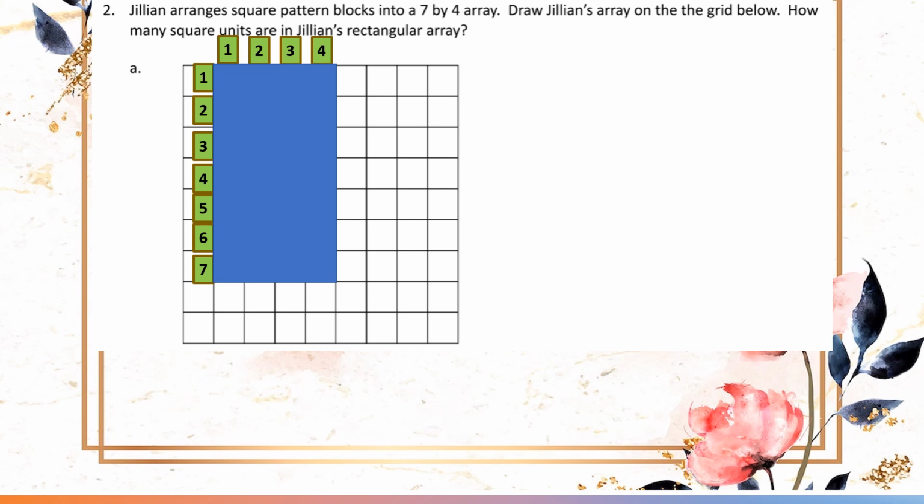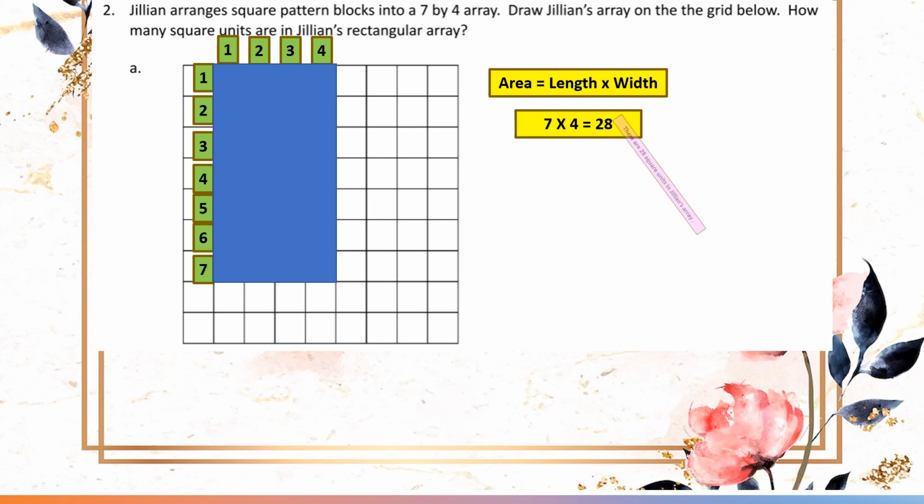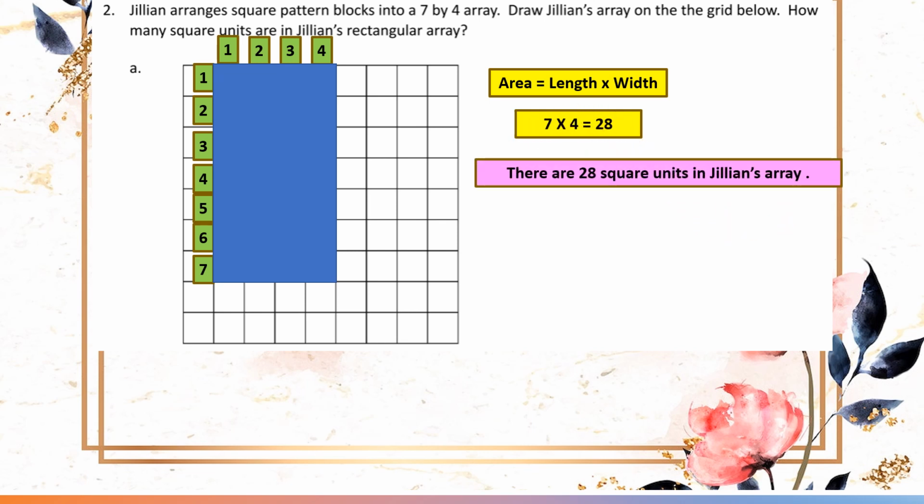Now, it says how many square units are in Jillian's rectangular array. Now, remember, the area is length times width. And we said our length was 7 and our width was 4. So our equation is 7 times 4. Now, you could just count the squares to get your answer, or if you know what 7 times 4 is, then you'll have your answer that way. And 7 times 4 is 28. So written out as a complete sentence, there are 28 square units in Jillian's array.